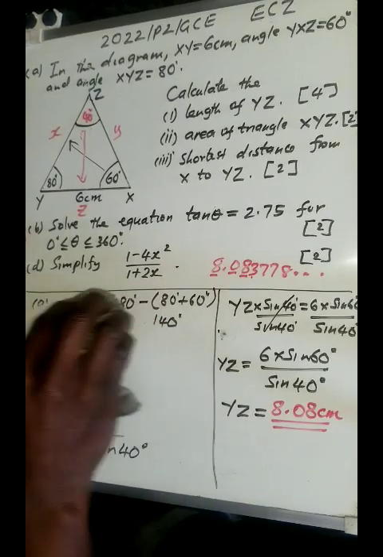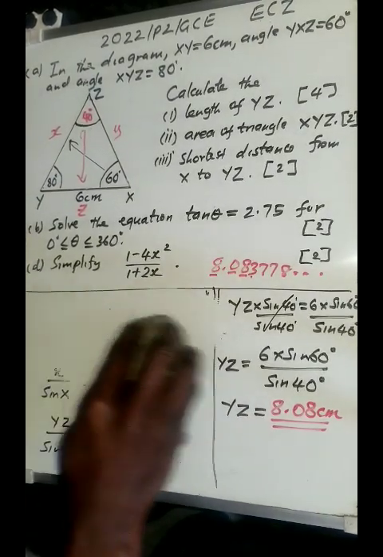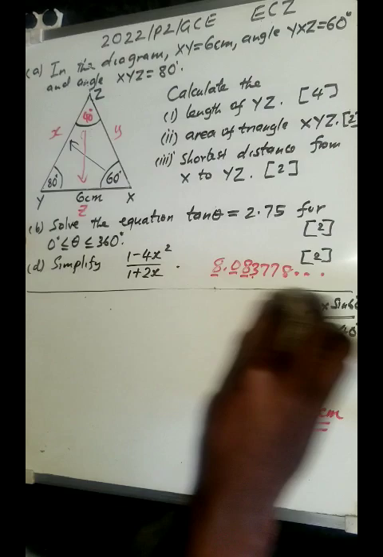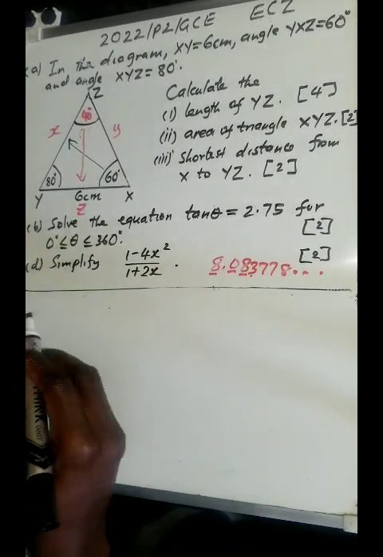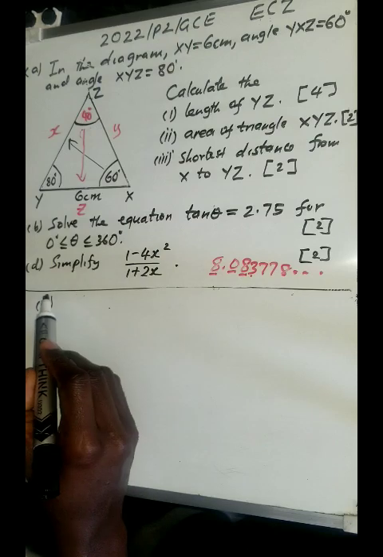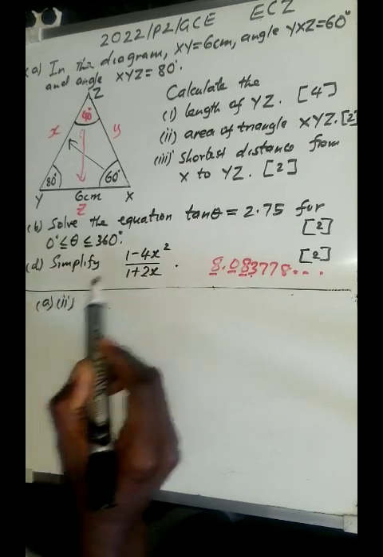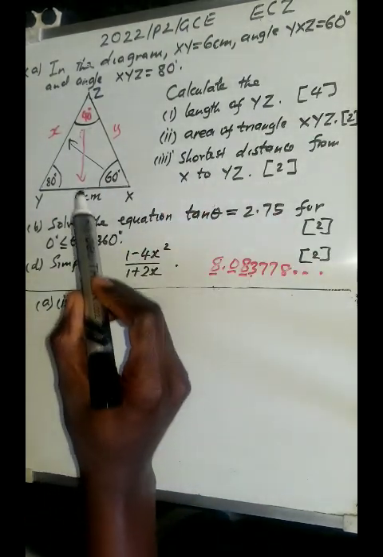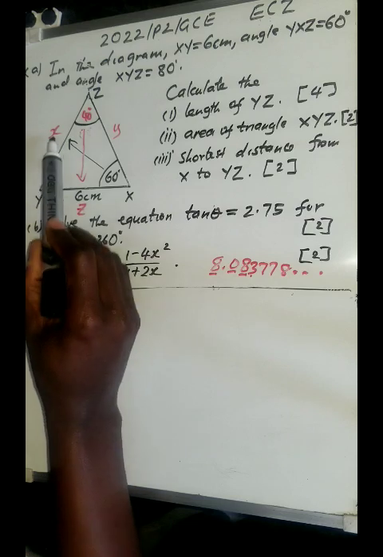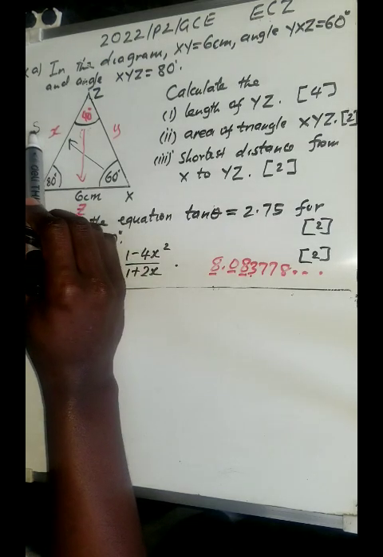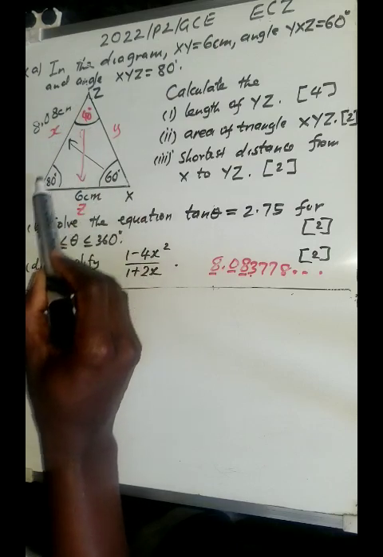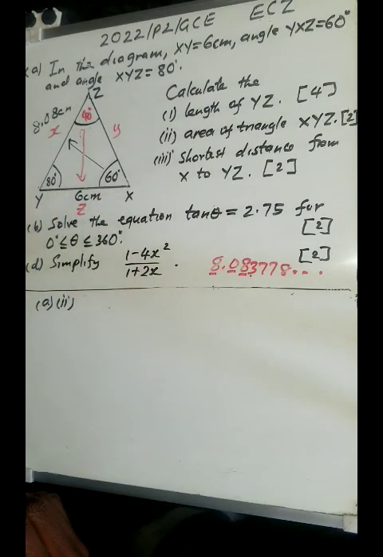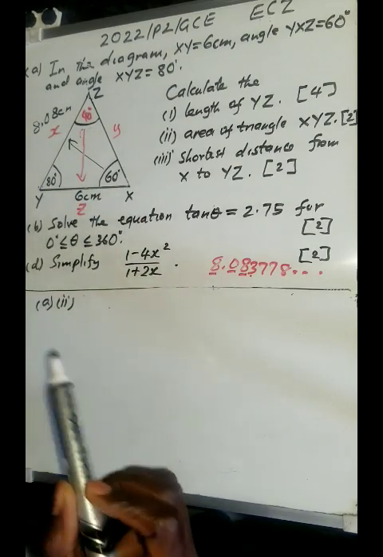Okay, so let's move on to Roman 2, A2 there. My A2 says the area of triangle. So remember, you have this side, you now have this side, you know that it's 8.08 centimeters. So you have this side and that side. Which angle are you going to use? Yes, angle Y is what you're going to use.